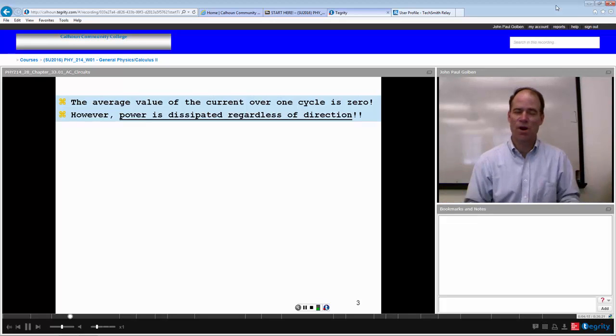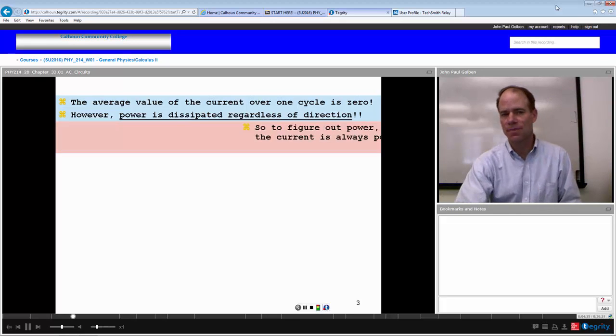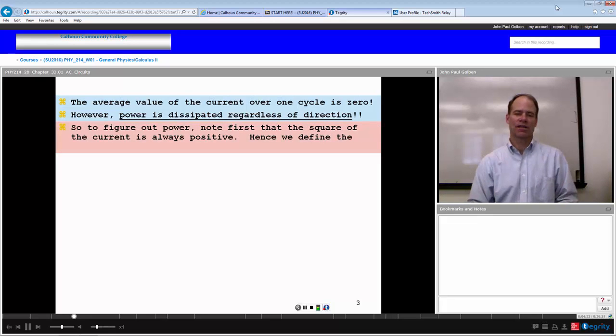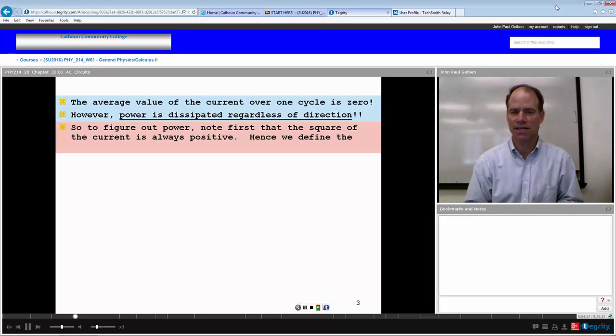So this is a problem. If we have an average current of 0, but we have a finite power being dissipated, how do we deal with that, at least mathematically? Well, we need to find a way to represent this AC current in a positive sense, in a finite sense, where we can deal with power.